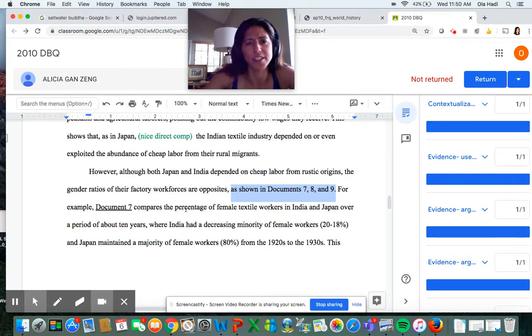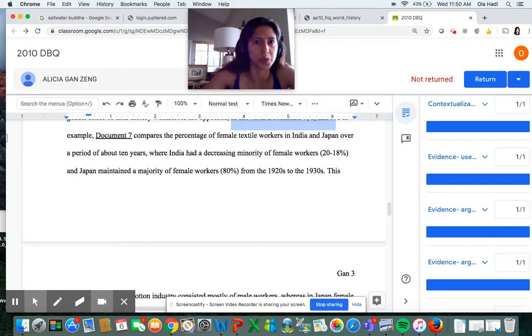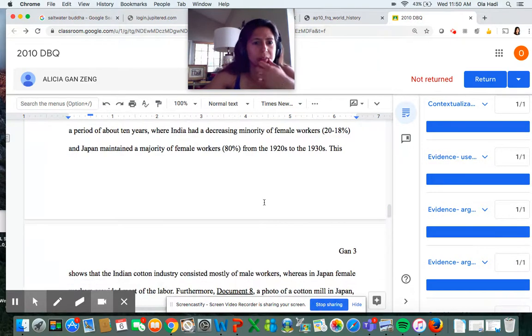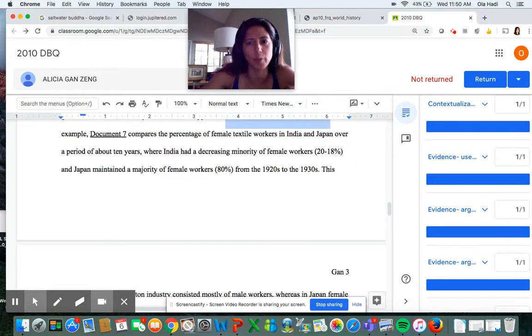For example, document 7 compares the percentage of female textile workers in India and Japan over a period of about 10 years, where India had a decreasing minority of female workers and Japan maintained a majority of female workers. So she's accurately explaining the documents, which would give her using points, but not necessarily arguing points. She has to connect it back. And she kind of already explained it right before, so it might be enough, but always try to go back to what this is showing.